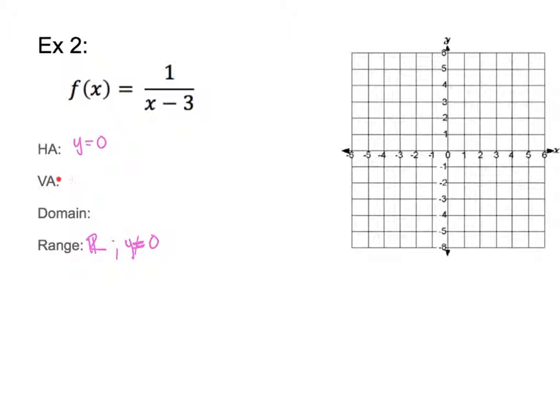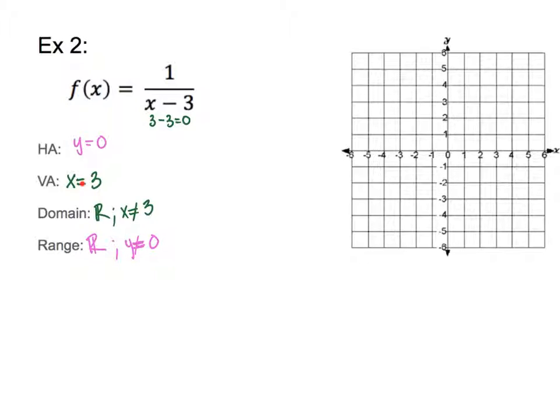The vertical asymptote is when we look in the denominator and figure out what x needs to be to make this denominator 0. Well, if x was equal to 3, right, 3 minus 3 equals 0. So in this case, the vertical asymptote is 3. And so that means our domain is all real numbers except when it is 3. So I'm going to say x is not equal to 3.